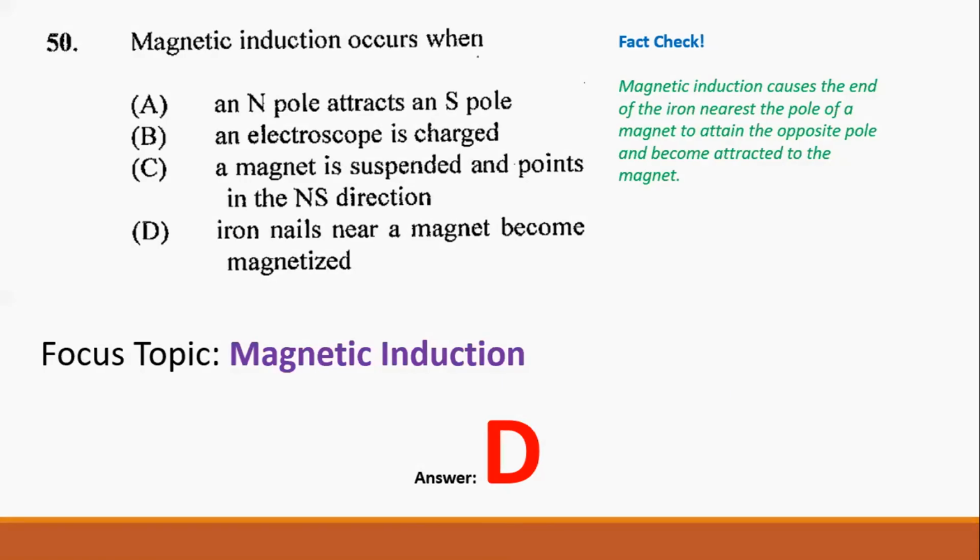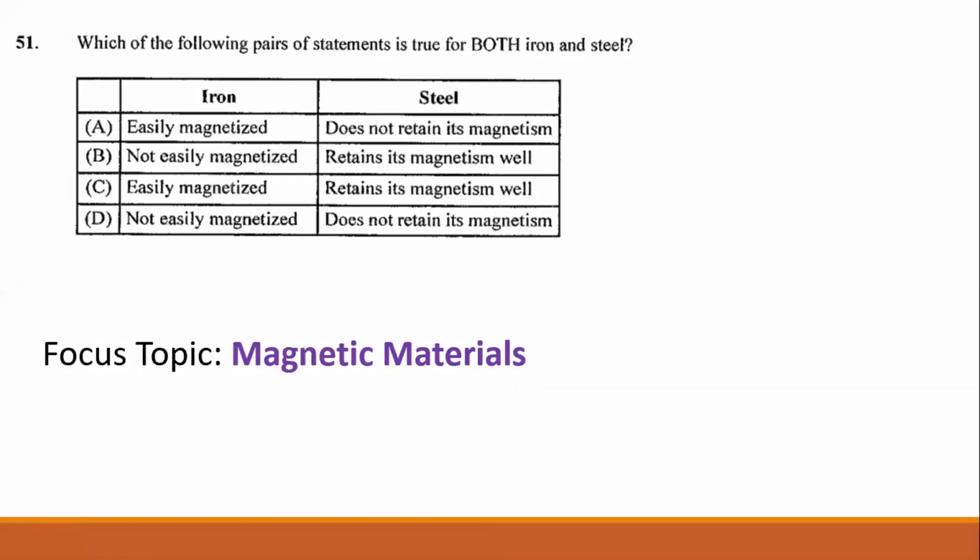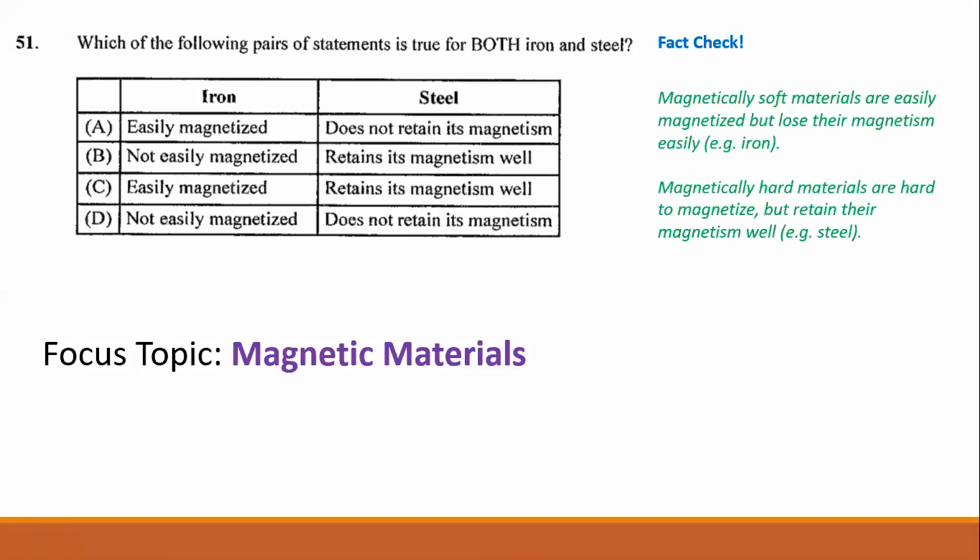Number 51, which of the following pairs of statements is true for iron and steel? Now, iron is magnetically soft, which means that it is easily magnetized. So B and D are out. Steel, on the other hand, is magnetically hard, which means that it retains its magnetism well, even though it is not easy to magnetize. So that gives us C.